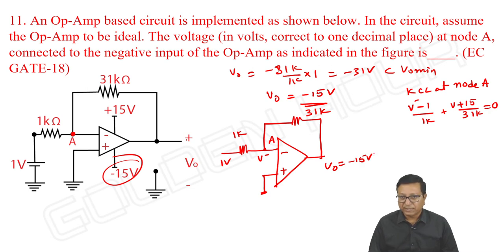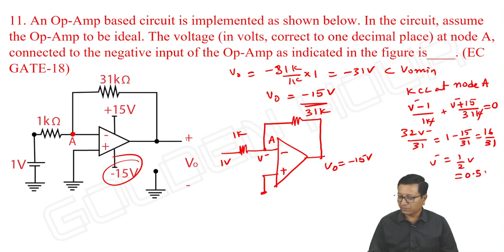Okay. Then V minus k and k anyway cancel. So V plus V by V minus by 31, that is 32 V minus by 31 is equal to 1 minus 15 by 31. It is 16 by 31. So 31 and 31 cancel, V minus is equal to 1 by 2 volts, or 0.5 volt. Okay, corrected to one decimal place, so it is 0.5 volt.